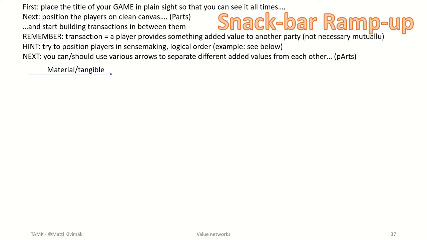The transactions between the players should be differentiated with various kinds of arrows. The arrow points to the player who is to receive the added value. In this case, the added value would be something material or tangible, like a product or semi-finish, or something that you can touch, something that is concrete.